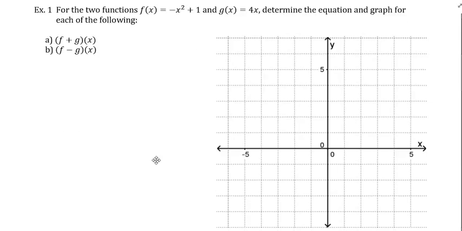Okay, so let's try a question here. We're given two functions, f at x and g at x. Determine the equation and graph of f plus g and f minus g.